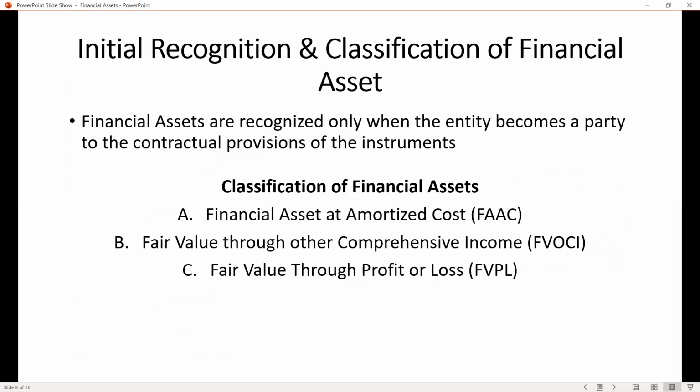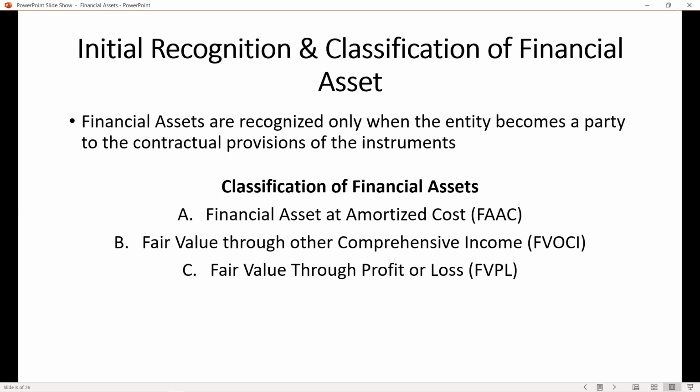Initial recognition and classification of financial assets. Financial assets are recognized only when the entity becomes a party to the contractual provision of the instrument. So how can we recognize a financial asset? Only when we have control of that asset. If we don't have control of that asset, then it is not part of our financial asset. It was given in the definition that it must be recognized only when the entity becomes a party to the contractual provision of the instrument. So if you have no involvement in the financial asset, you don't recognize it as yours.